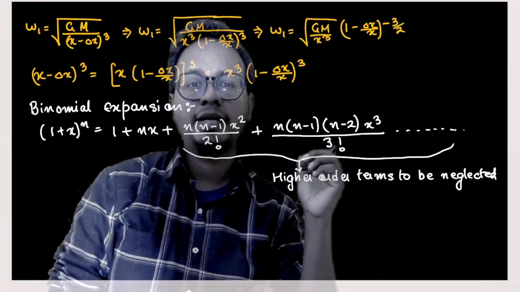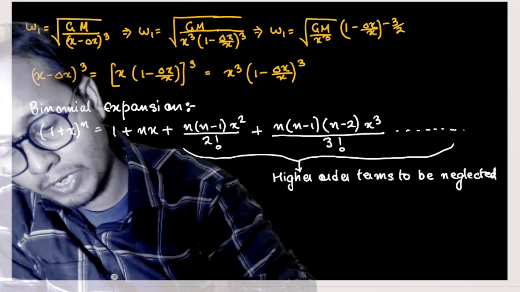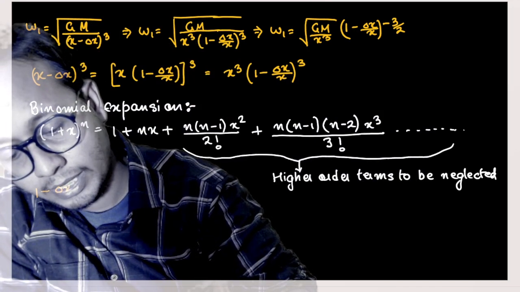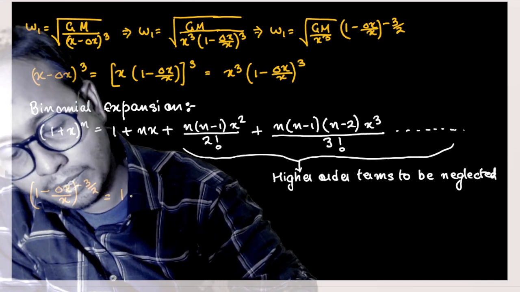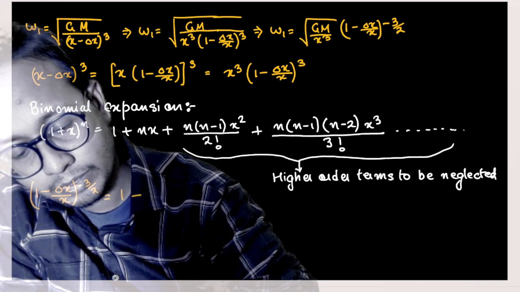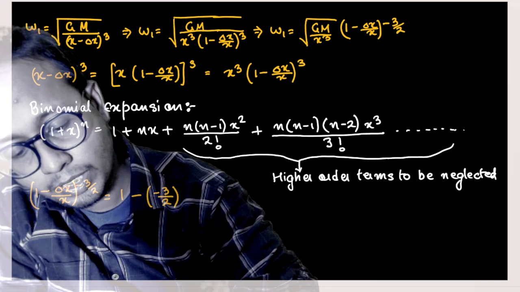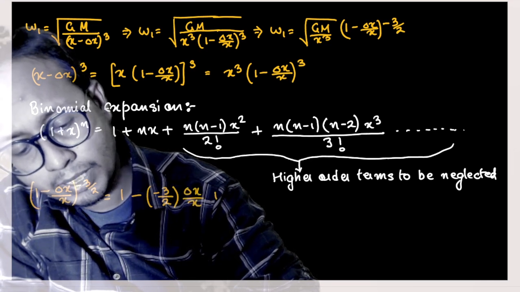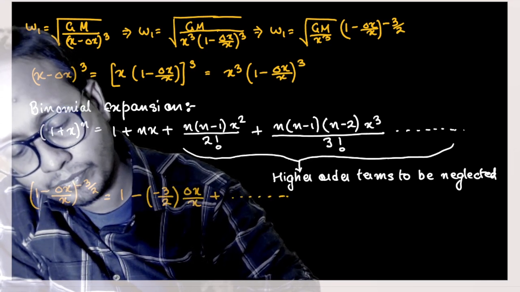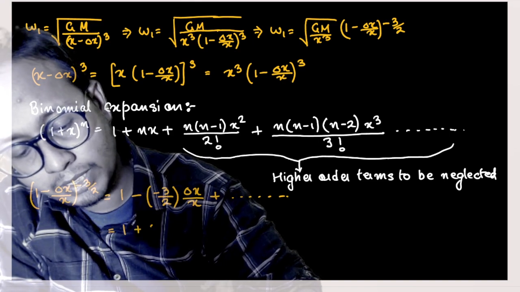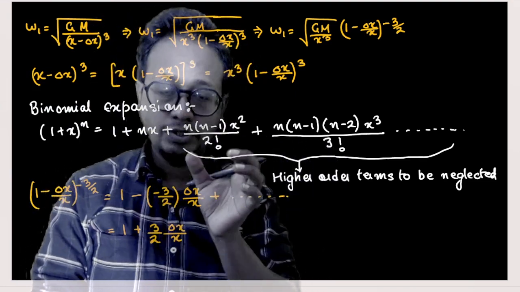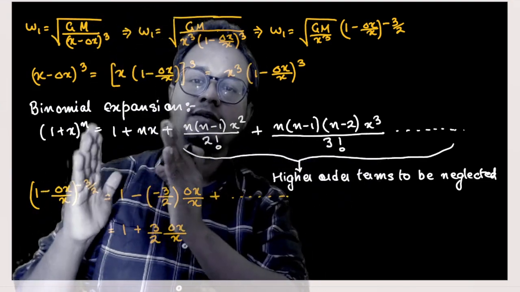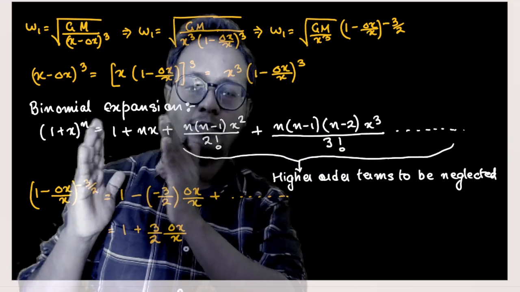In 1 minus delta x by x to the power minus 3 by 2, if I do the binomial expansion, I'll get 1 minus of minus 3 by 2 into delta x by x plus some higher order terms, which is equal to 1 plus 3 by 2 delta x by x. There is no question in my syllabus that I have seen that has used higher order terms. In most cases, the first two terms are very good for approximation.